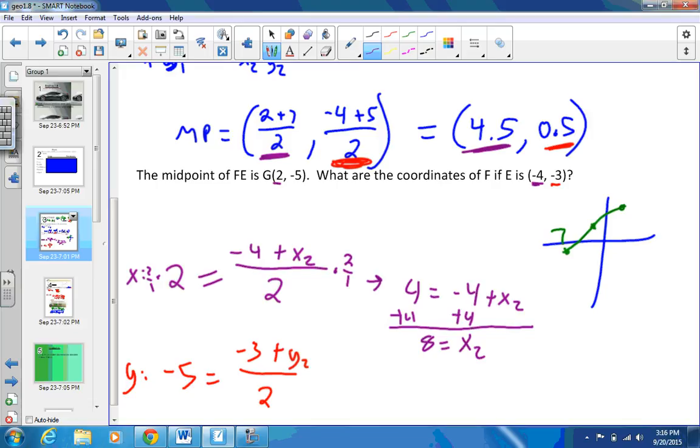So our x value, our original x value for the coordinates of F, I'll put that up here, is going to be 8. And we'll still figure out that other one yet. So in the red here, we're going to multiply both sides by 2 again, 2 over 1, to get rid of that fraction portion.